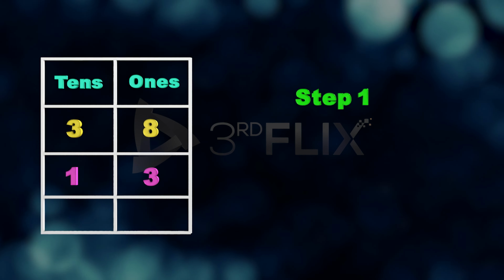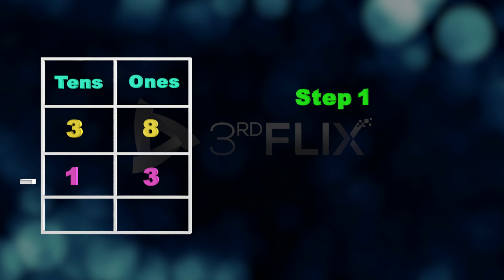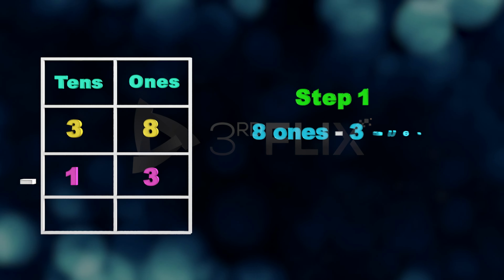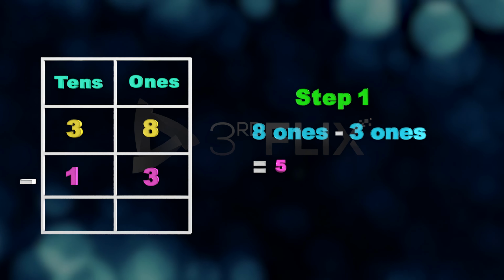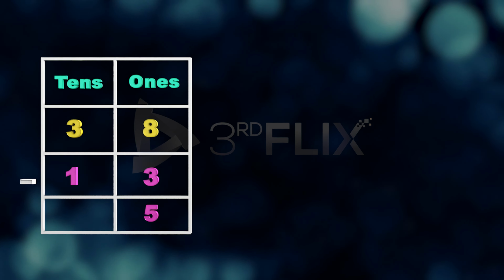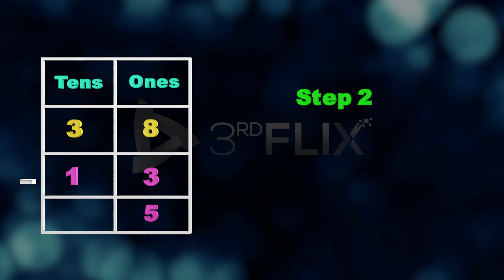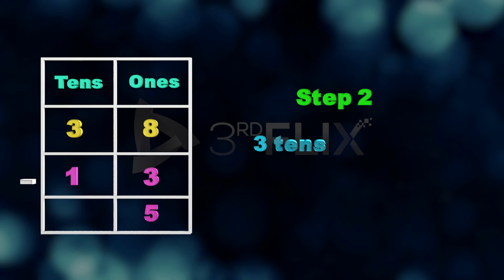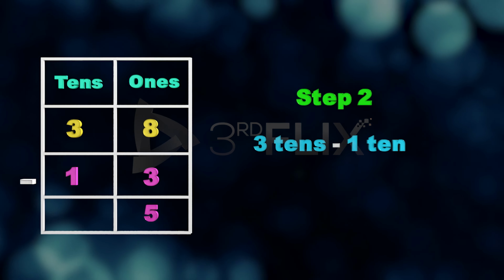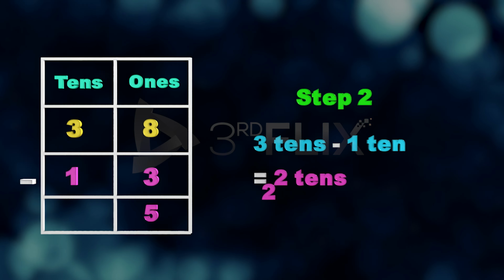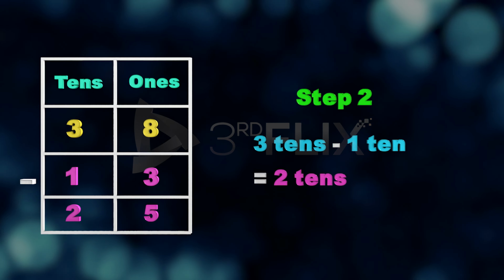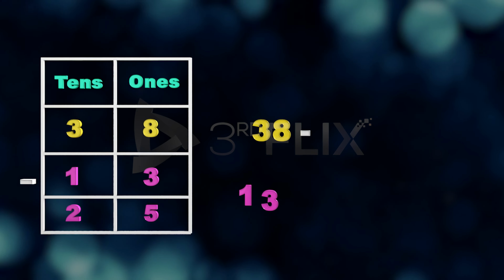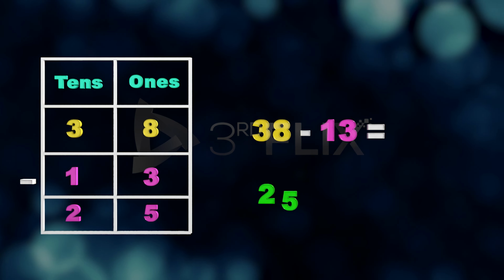Step 1. Subtract ones. 8 ones minus 3 ones is equal to 5 ones. Step 2. Subtract tens. 3 tens minus 1 ten is equal to 2 tens. So, 38 minus 13 is equal to 25.